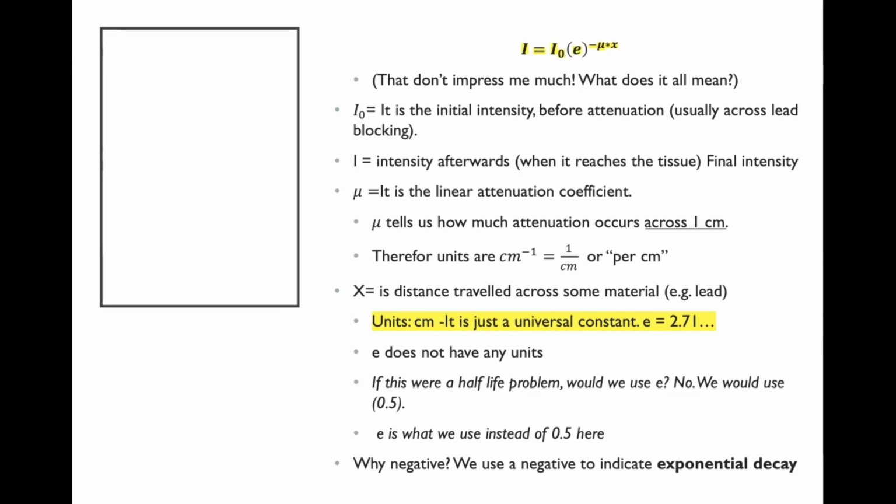So it's 2.71. Okay, e doesn't have any units. Just like in the half-life problem, where there was a constant of 0.5, this is just called e, and we use that here instead of the 0.5. And why is it negative mu times x? We use the negative to indicate that it's an exponential decay.